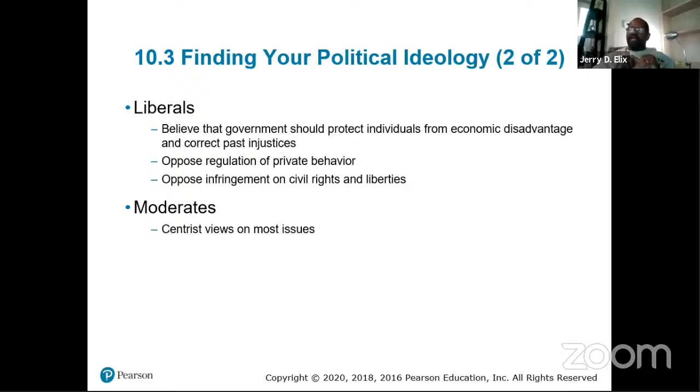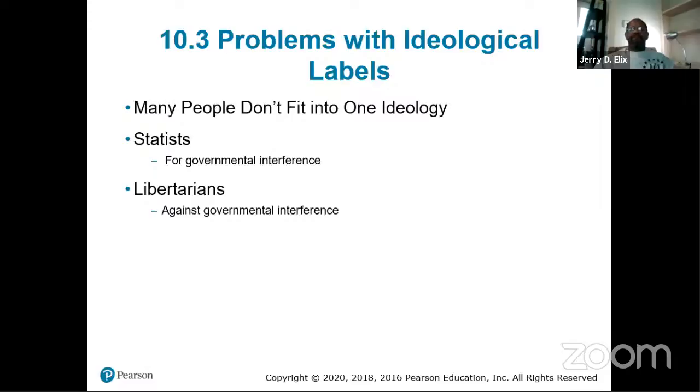But you will find a lot of conservatives that feel the same way. Moderates, centrist view on most issues. And I fit mostly in that part right there, moderate to conservative or conservative to moderate, however you want to say. Problems with ideological labels. Many people don't fit into one ideology. That is correct. Many people do not fit into one ideology.